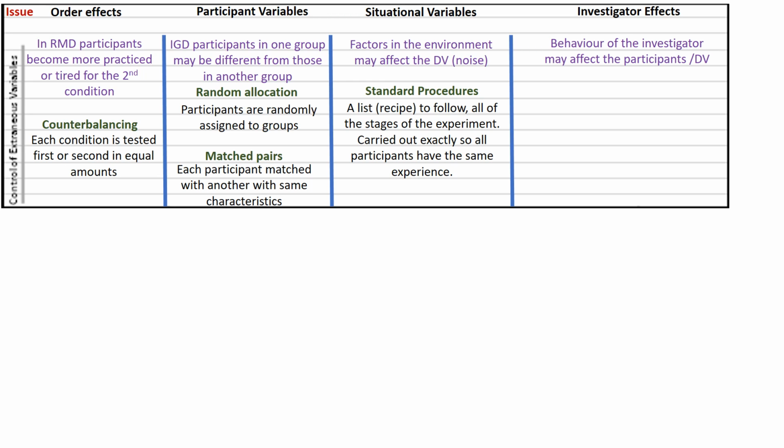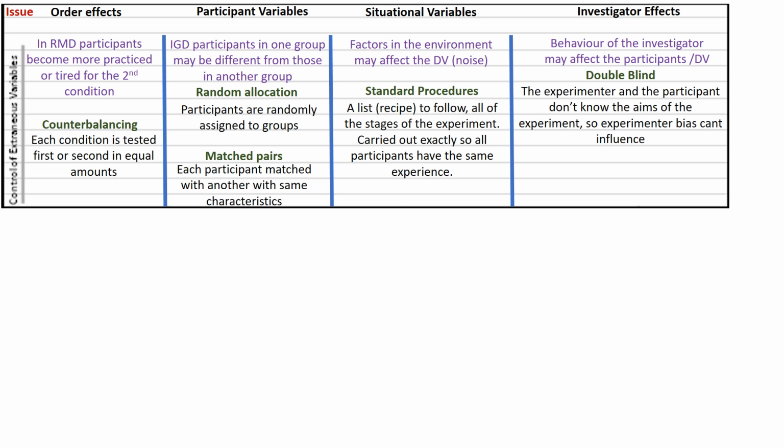Next we have investigator effects. So this is the behavior of the investigator, or even the personality characteristics of the investigator, affecting the participants rather than any effect of the IV that you're looking for. Now one way to get around this is something called the double blind.